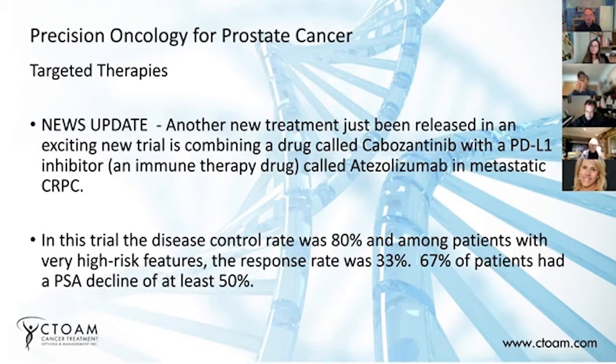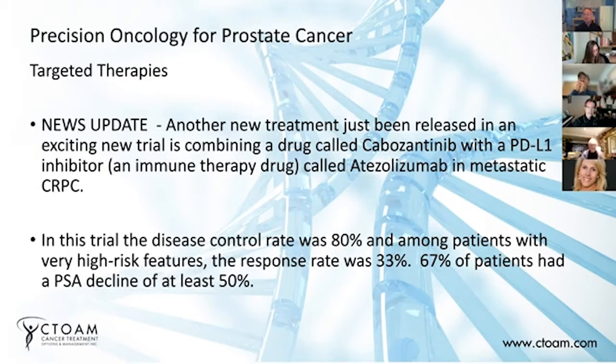So this was just up last week, a drug called cabozantinib combined with a PD-1 inhibitor called atezolizumab in metastatic castration-resistant prostate cancer. So in this particular trial, the disease control rate is a statistic we use. What it refers to is the types of responses you have. So when you're given a drug, the clinical trials stratify it by response rates.